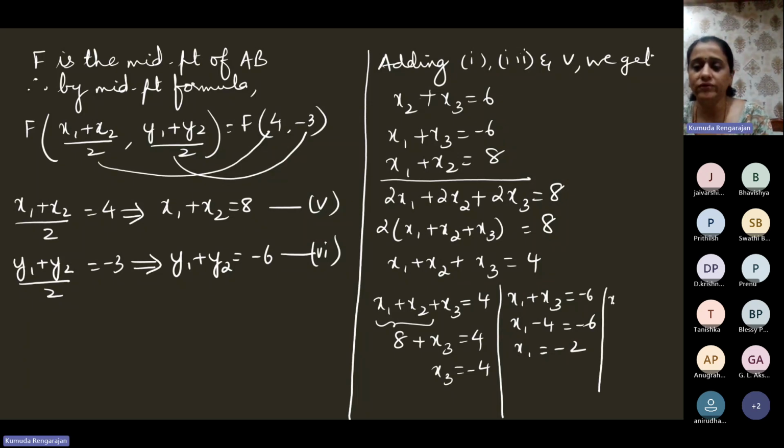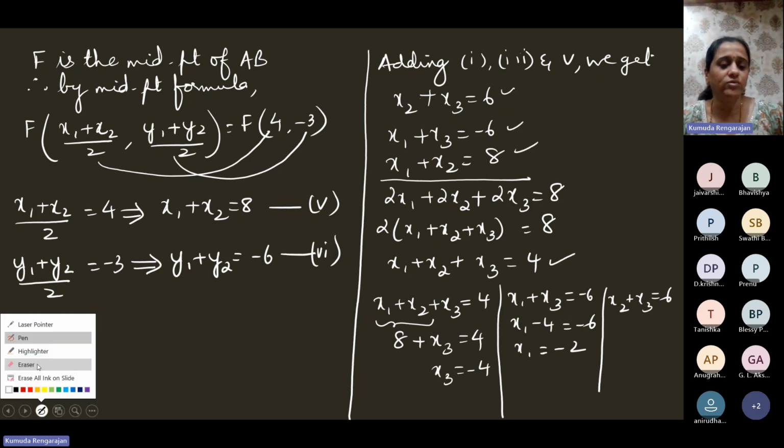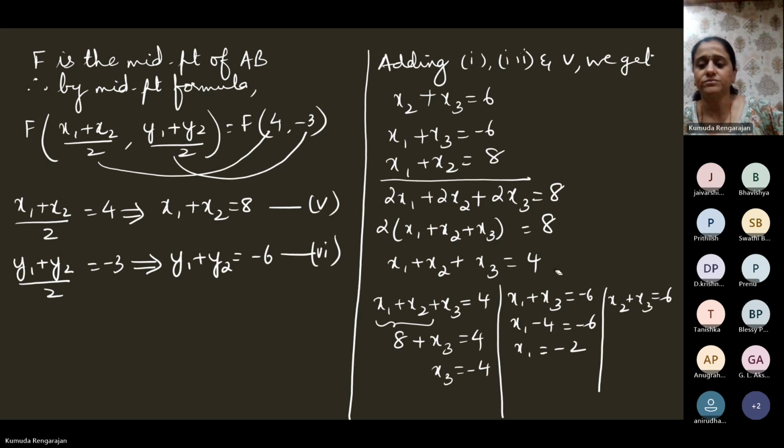Similarly, now we have to find x2. So x2 plus x3 is equal to 6. You can substitute however you want. We have to find x1, x2, x3, so this is not the only way you can work. You understand, this is simple. You have x1 plus x2 plus x3 is 4. So use this equation and these results, substitute and find the values of x1, x2, and x3. So x2 plus x2 minus 4 is equal to 6. So x2 is equal to 10.